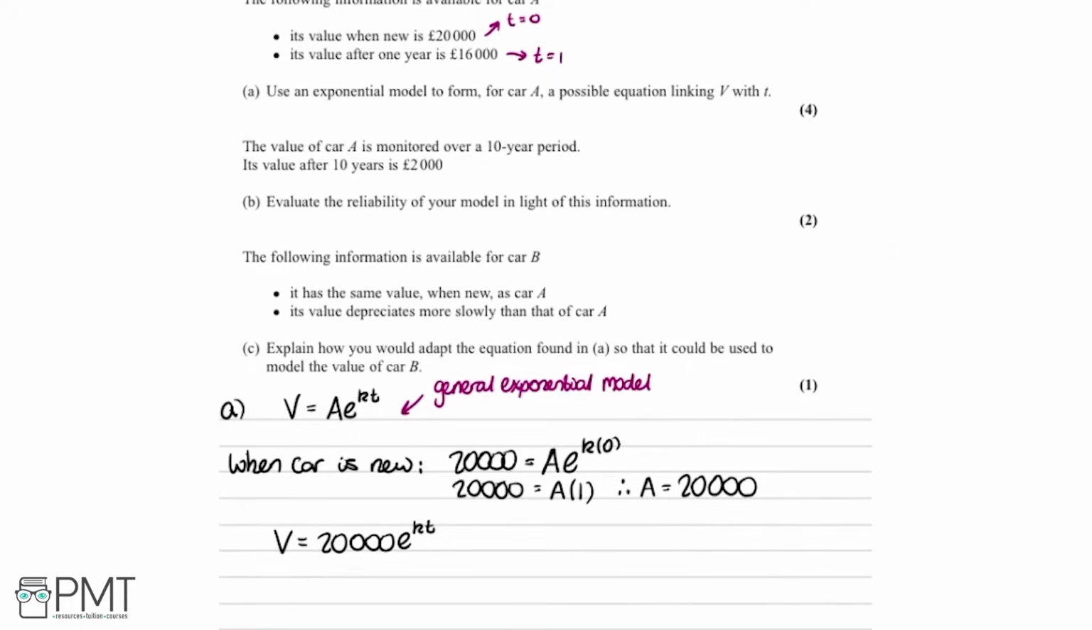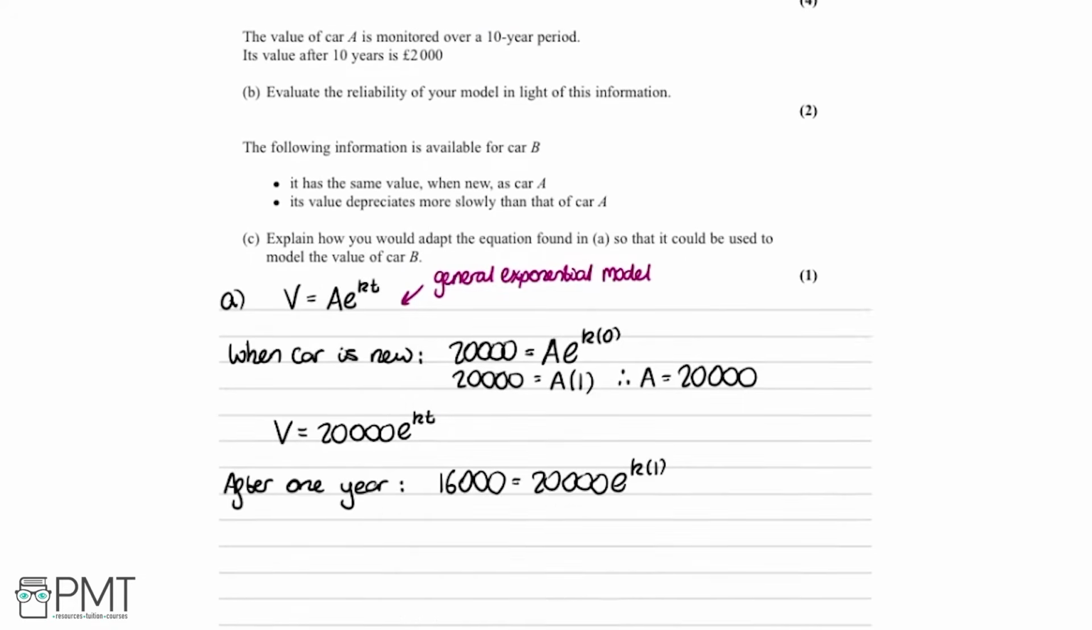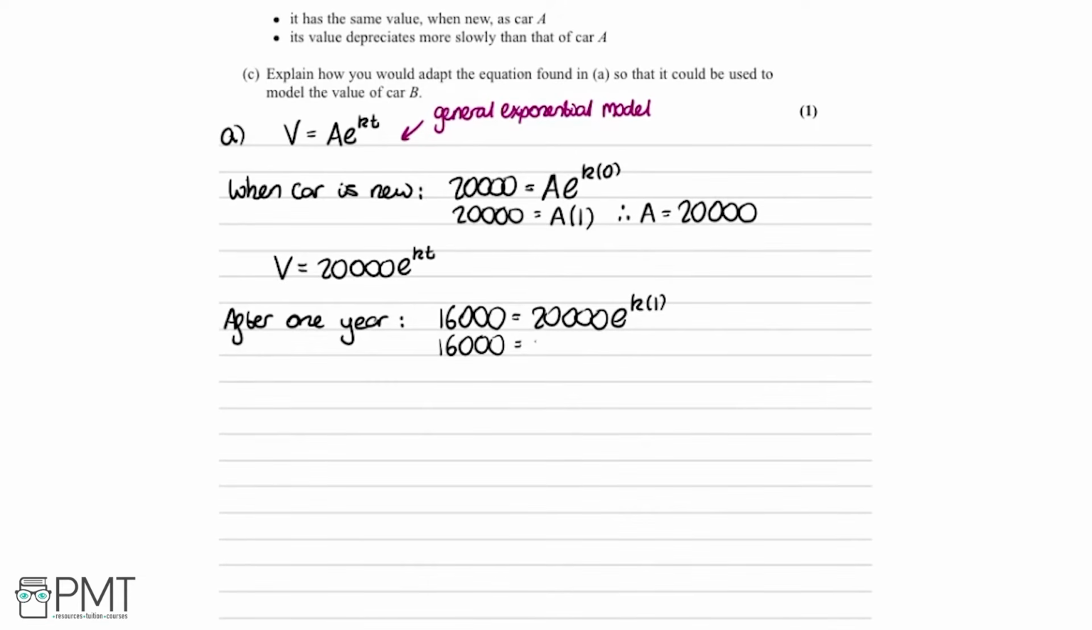So now we need to work out what k is, and we're going to use the second bullet point for that. So after 1 year, the car is worth £16,000, and that equals, so we worked out that a is 20,000, and that's multiplied by e to the power of k, and then we know that in this case t is 1 because the car is 1 year old. So then we've got the 16,000 equals 20,000 multiplied by e to the power of k. So we're going to make e to the k the subject. So divide 16,000 by 20,000, which gives us 4/5.